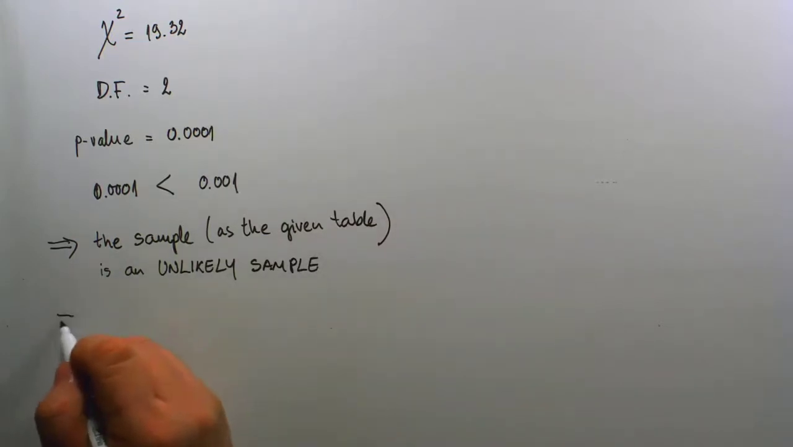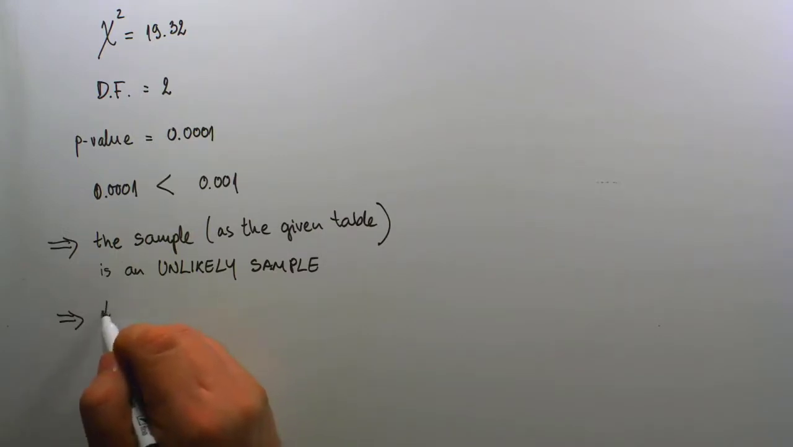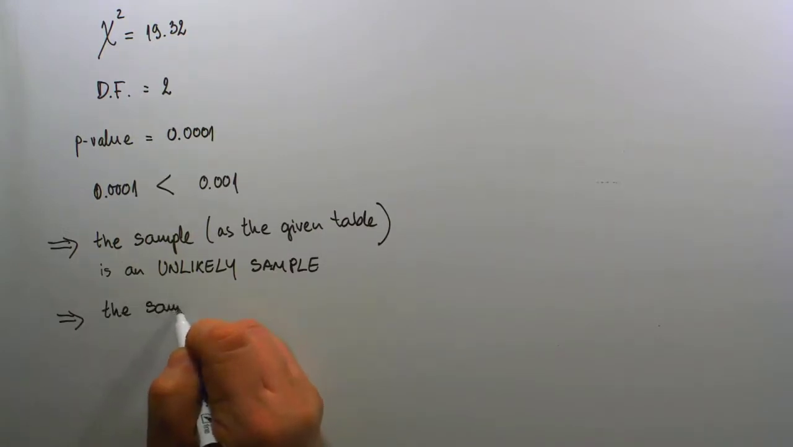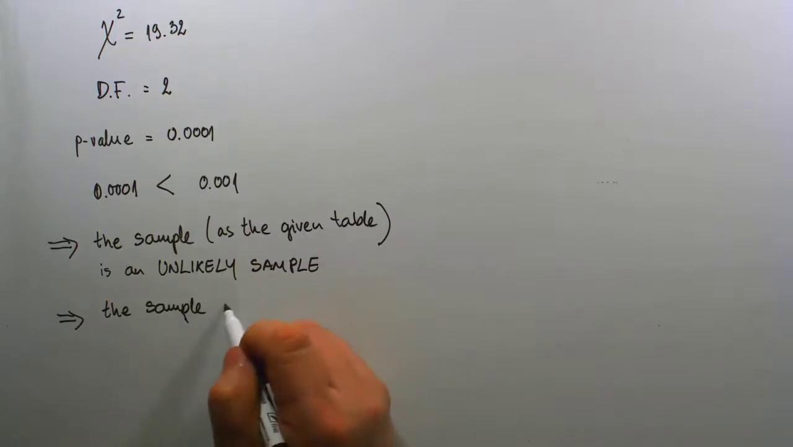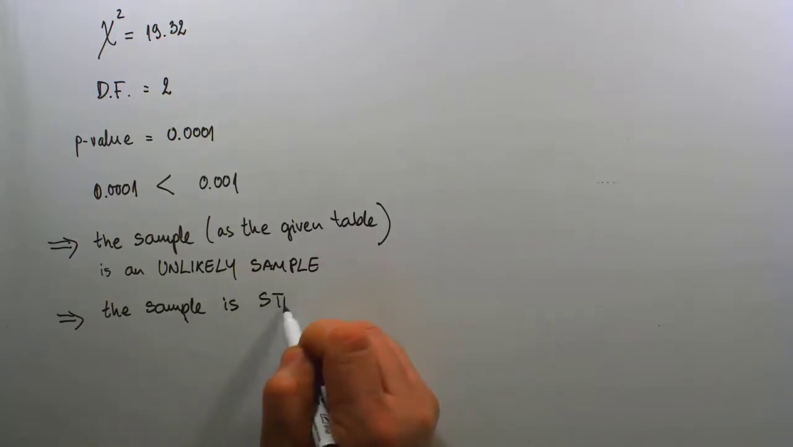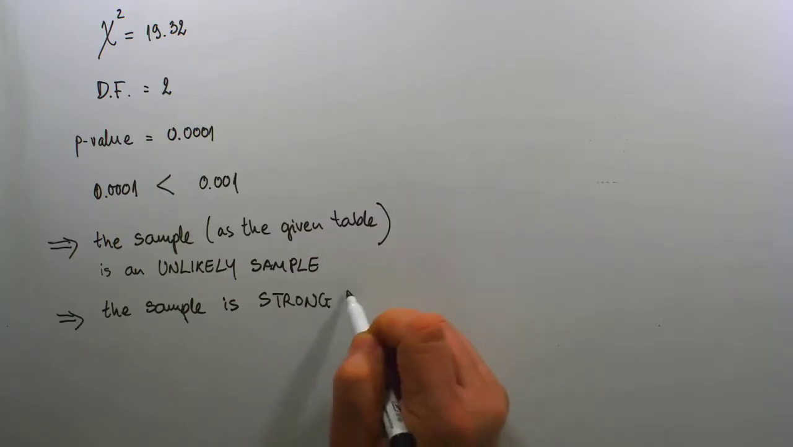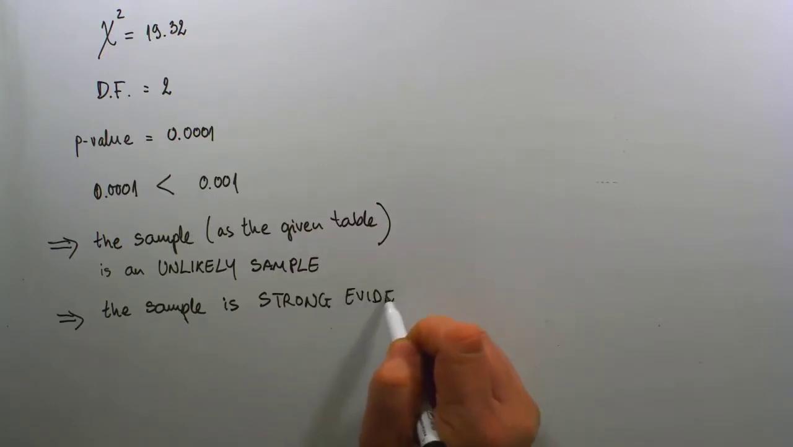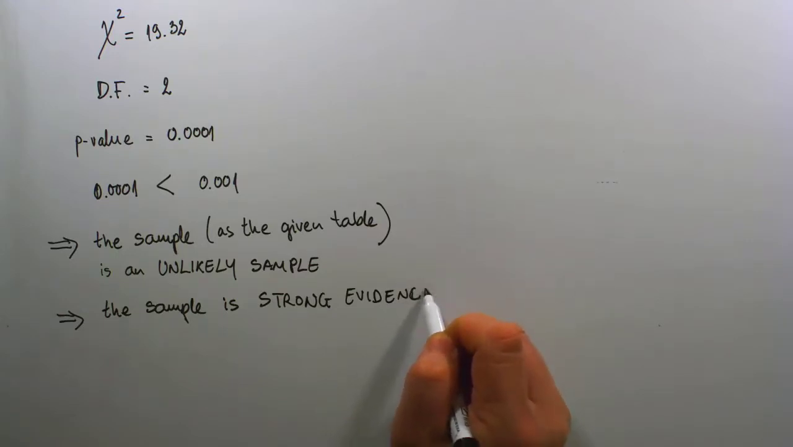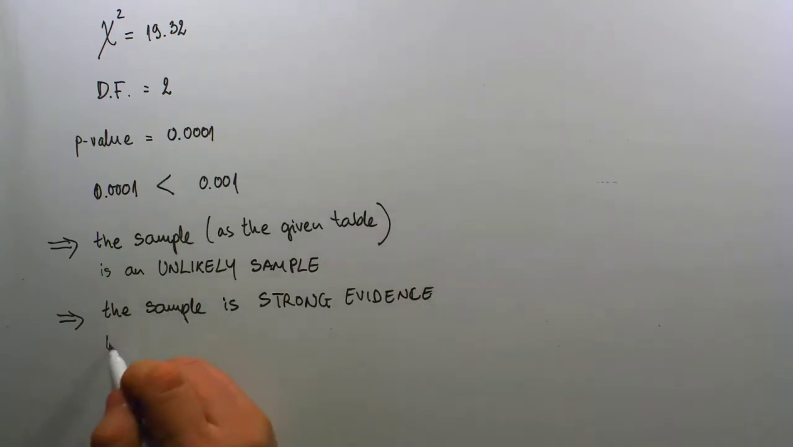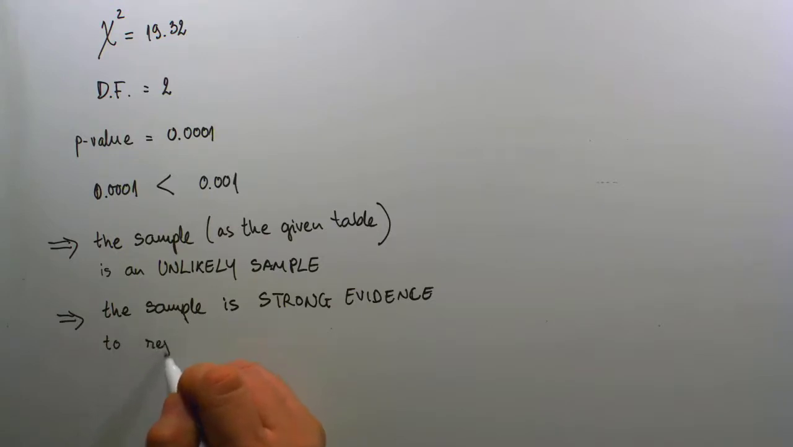And that's making the sample strong evidence to, one thing to say, reject H sub 0. Or we can also say to support H1.